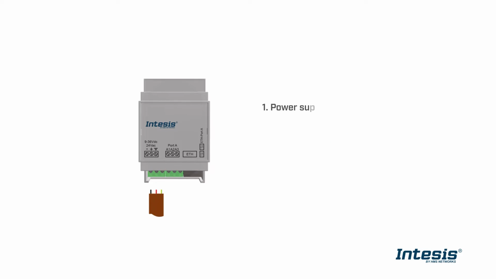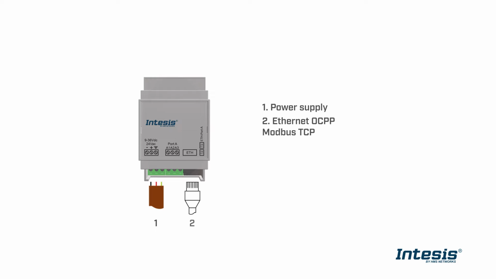To power up the gateway, connect the positive, negative, and ground cables to the matching poles of the power connector on the lower left. To configure the gateway, use the Ethernet port on the lower right. Keep in mind that the gateway and the OCPP chargers must be connected to the same network, so you may need to use a switch with multiple ports.